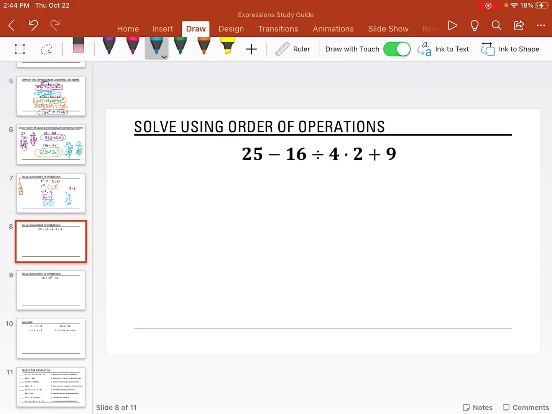All right, parentheses, no. Exponents, no. Multiply, divide, left to right. Remember, it has to go left to right, so I'm actually going to be doing this division first. So I have 25 minus 16 divided by 4 is 4. Bring everything else down.